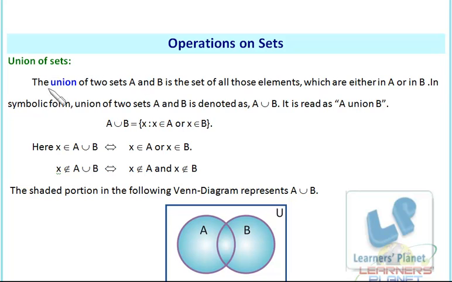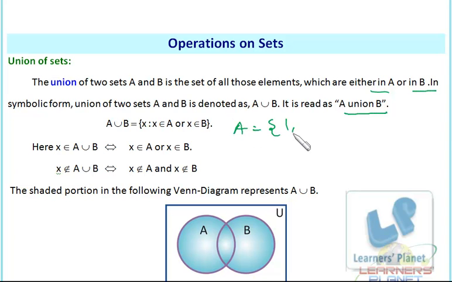Union of sets. The union of two sets A and B is the set of all those elements which are either in A or in B. In symbolic form, the union of two sets is represented as A union B, right? A union B, that means x such that x belongs to A or x belongs to B.